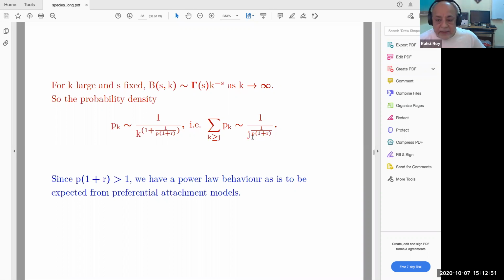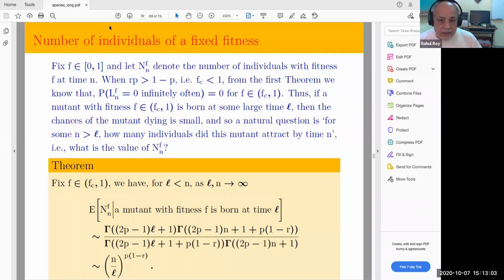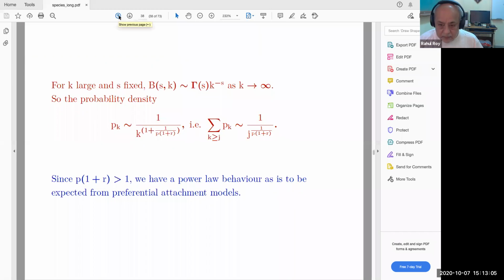Because remember, p times 1 plus r is bigger than 1. If you look at Fc, the definition of Fc, 1 minus p over pr, if it is less than 1, then you will get that p times 1 plus r is bigger than 1. Therefore, this is a fraction which is less than 1. So we have a power law behavior here. Okay.